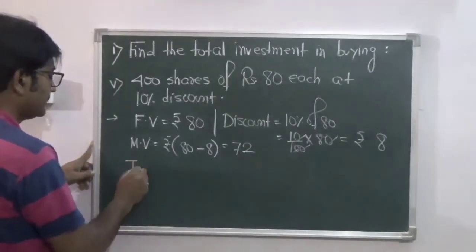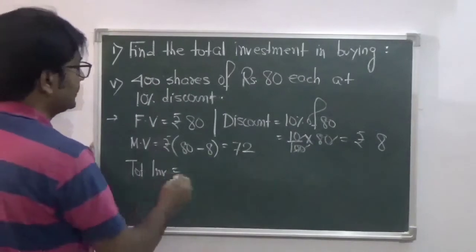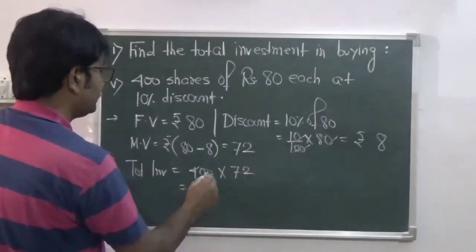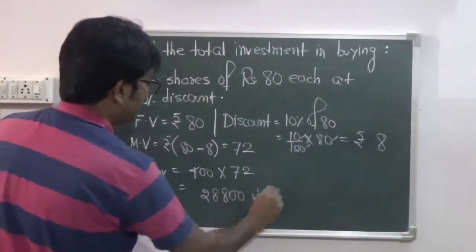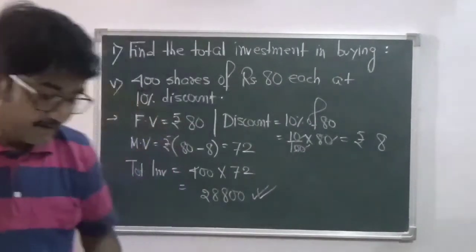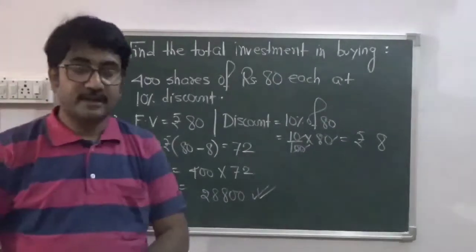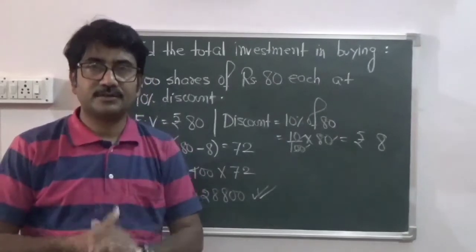So what is the total investment? Number of shares, that is 400, multiplied by the market value 72. So 28,800 is the total investment in this case, and hopefully you have understood this. Now let us move to the next question, that is question number 2.